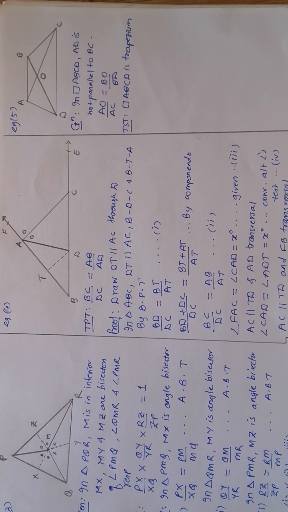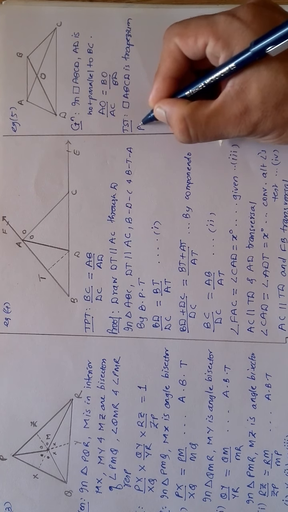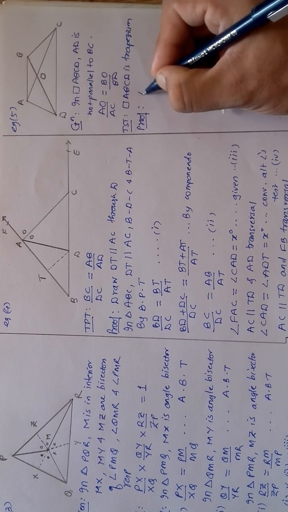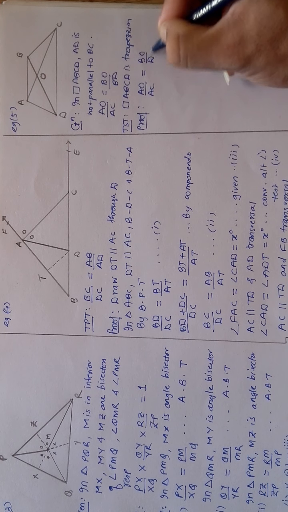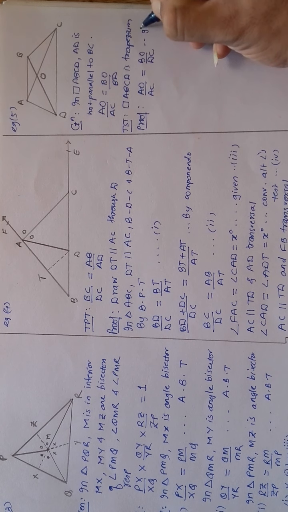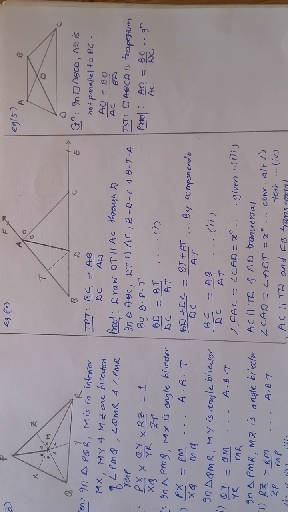If AO is to AC is given, then there is surely some relationship between AO and AC. So to understand it, first I write that AO is to AC is BO is to BD. This is given to me. Now AO plus OC is your AC, right? That means if I subtract AO from AC, I will get OC. That means I will get the ratio of AO is to OC.